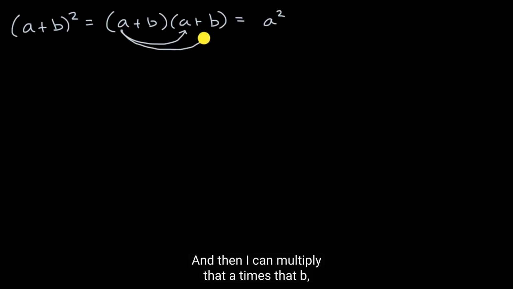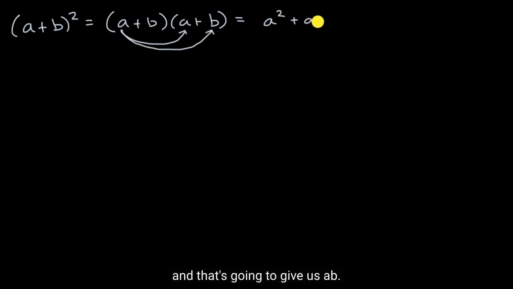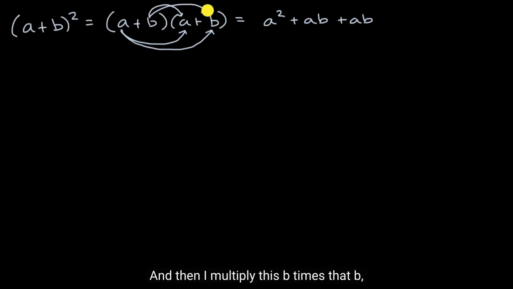And then I could multiply that a times that b, and that's going to give us ab. Then I could multiply this b times that a. I could write that as ba or ab, so I'll just write it as ab again. And then I multiply this b times that b, so plus b squared. And what I really just did is apply the distributive property twice.